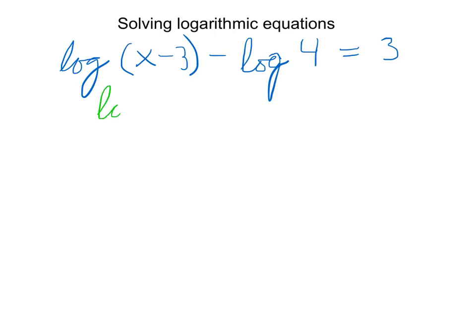The quotient property says that if I have the log of something minus the log of something, then I end up with just the log of this guy divided by this guy, the arguments divided by one another. So let's go ahead and write that out. And this is one big argument to this log right here. And notice again, I have no number here, so we'll assume that that's a base of 10.